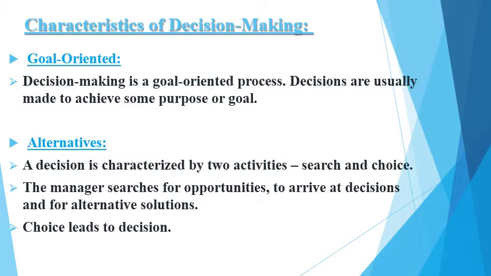Characteristics of decision making. Number 1. Goal-oriented. Decision making is a goal-oriented process. Decisions are usually made to achieve some purpose or goal. Number 2. Alternatives. A decision is characterized by two activities, search and choose. The manager searches for opportunities to arrive at decisions and for alternative solutions. The choice leads to the decision.